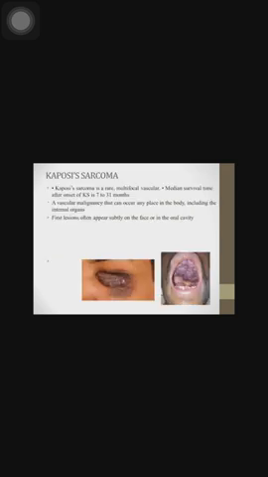Kaposi sarcoma. Now coming to Kaposi sarcoma, it is a rare, multifocal vascular malignancy. Median survival time after onset of Kaposi sarcoma is 7 to 31 months. It can occur any place in the body, including the internal organs, but the first lesions often appear on the face or in the oral cavity.